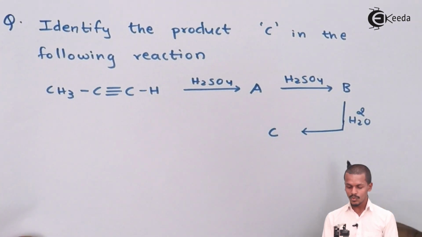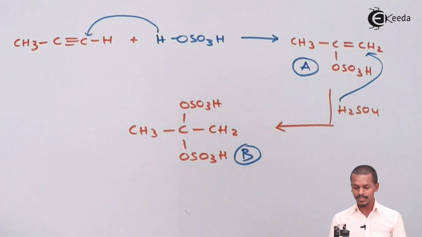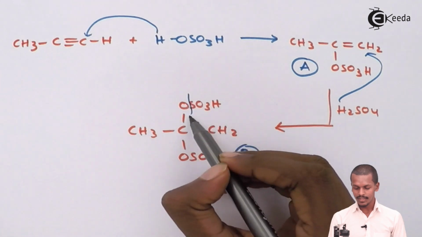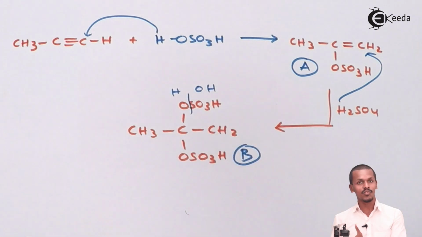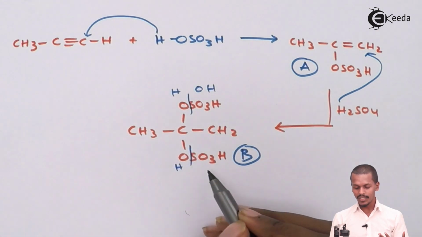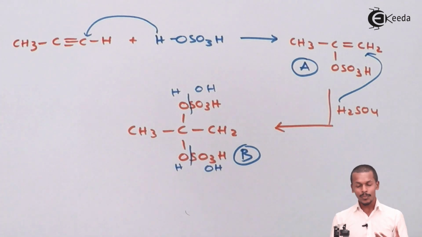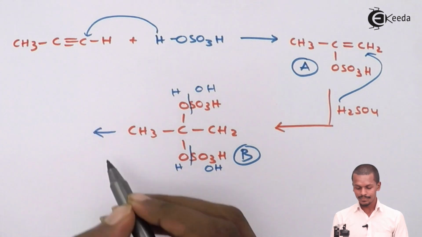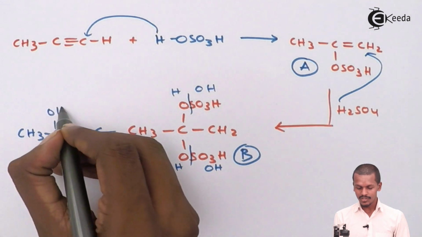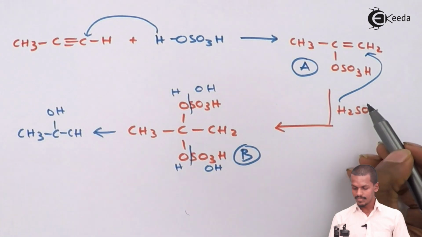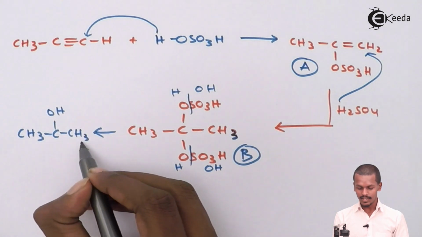After that, we have to use 2 moles of H2O. So hydrolysis takes place: from each H2O, one H would be attached here, and the rest, the OH, would combine with the SO3H and be removed as H2SO4. The same happens on the other side. Because of this, we get a diol, CH3 C with OH, here CH3, because H was attached over here, and now here it would be OH.